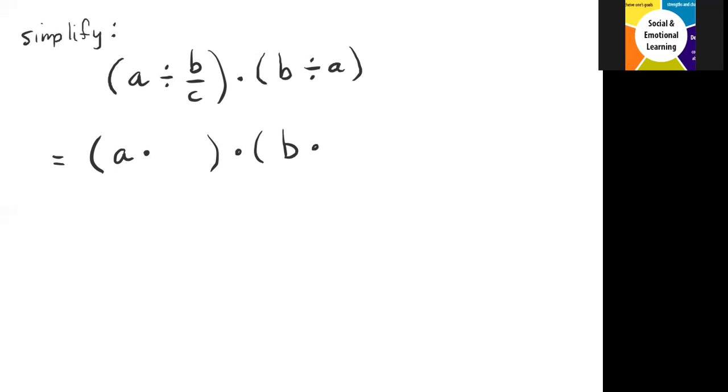So you're right. We're going to change these division signs. And what do we end up with? What does B over C become? And A. What do these terms become?